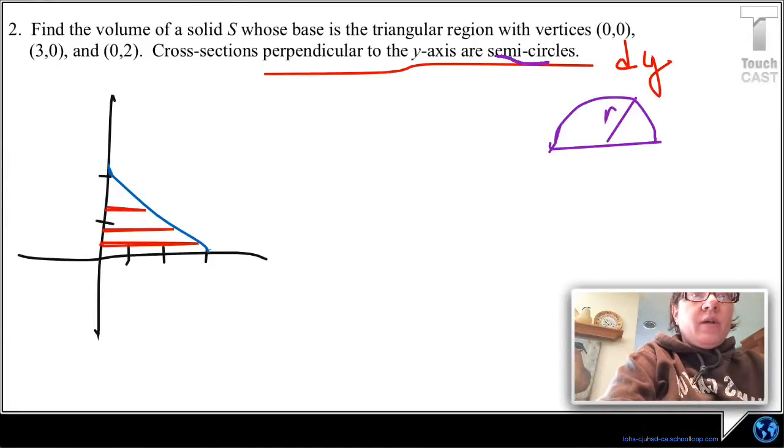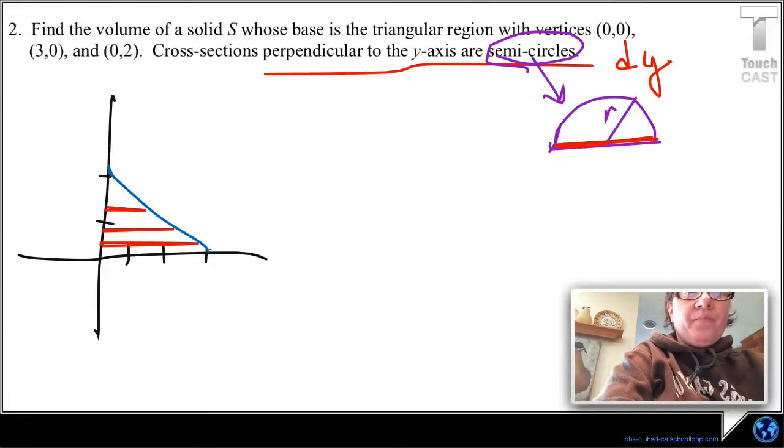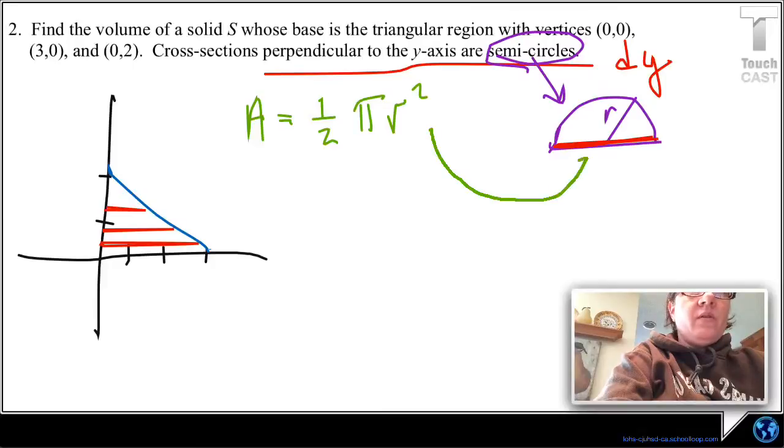So this time my cross sections are semicircles, so I've drawn one. And the base of that semicircle is what's drawn over in the figure on the left. And I'm marking it here in red, and you'll notice over in that diagram it's also red. So I'm going to need to integrate the cross sections of semicircles, and I know that the area for a semicircle is 1/2 pi r squared. So now I'm going to need to find this base.